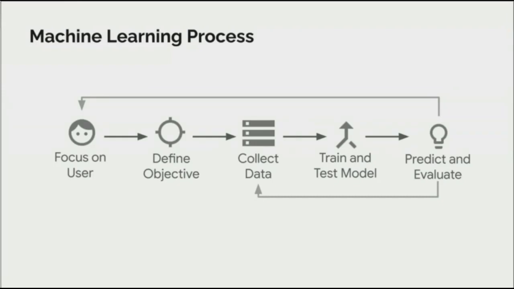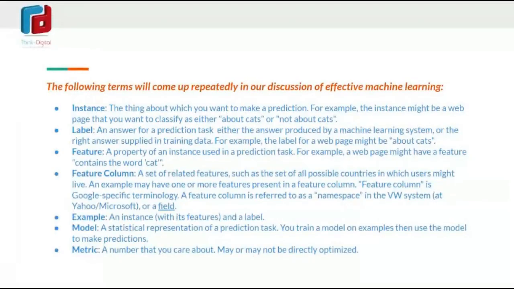Okay, so now let's continue. These are terms which are very important for machine learning, like label, which I talked about earlier. A label is an answer for a prediction task, either the answer produced by a machine learning system or the right answer supplied in a training set. In layman's terms, in that cats and dogs example, I'm asking a machine learning model to tell me whether it's a dog or a cat. This dog or cat is the label.